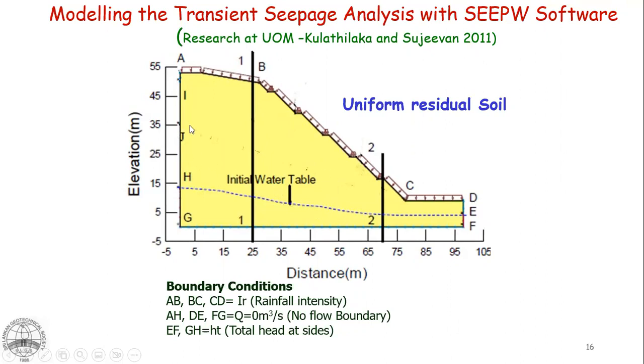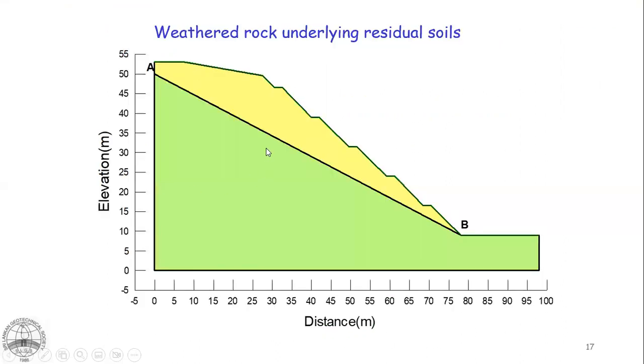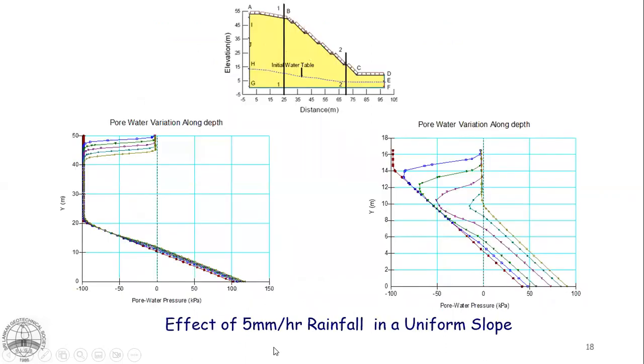The top part is unsaturated with some matric suction. So we have adopted a maximum of minus 100 matric suction in the upper part. The pore pressures are positive below the groundwater table. The effect of infiltration was studied and presented in the form of variation of the pore pressure profiles at section 1 and 2. So this is the case of highly weathered rock lying below the residual soil.